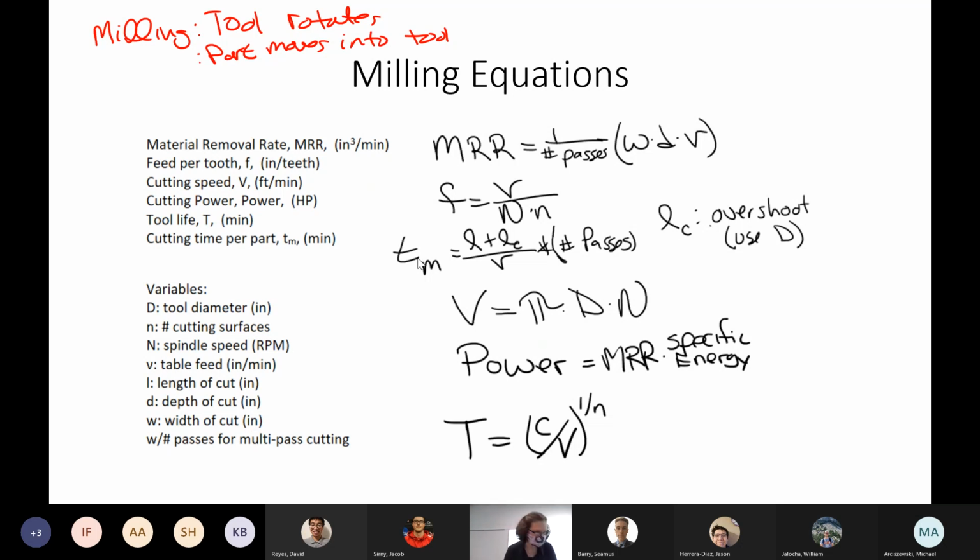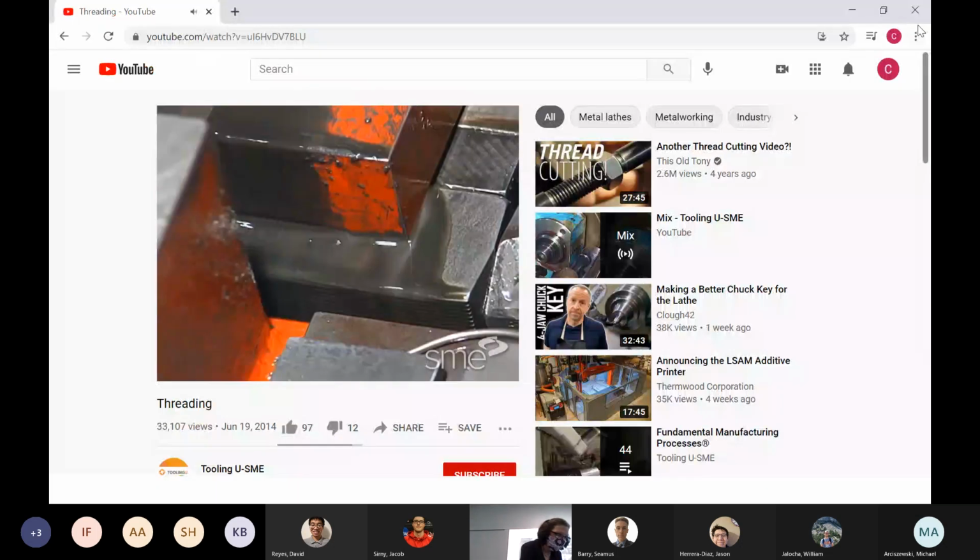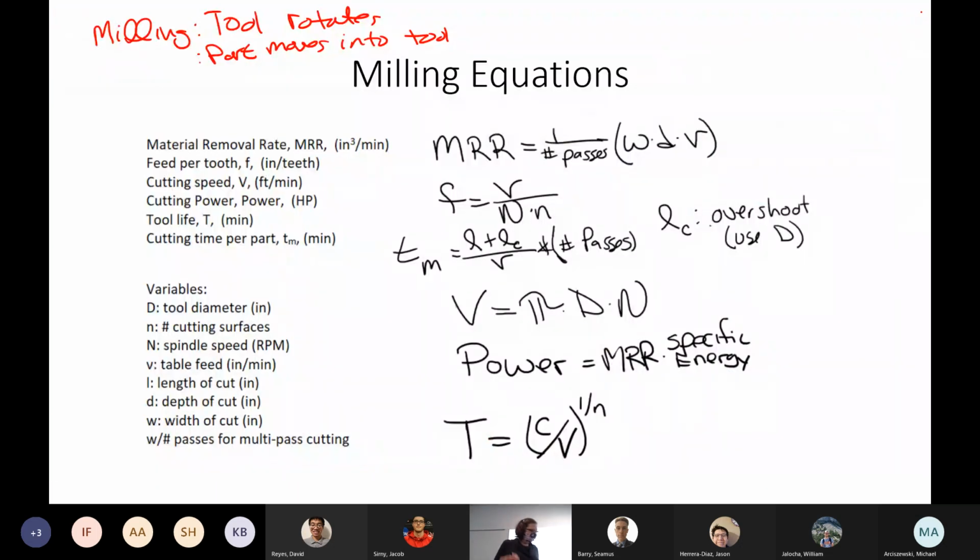Thread rolling is used chiefly to make externally threaded commercial fasteners in high volumes. Thread rolling is a cold forming process that uses two dies. Here we go. Okay. So we could find out about thread rolling.